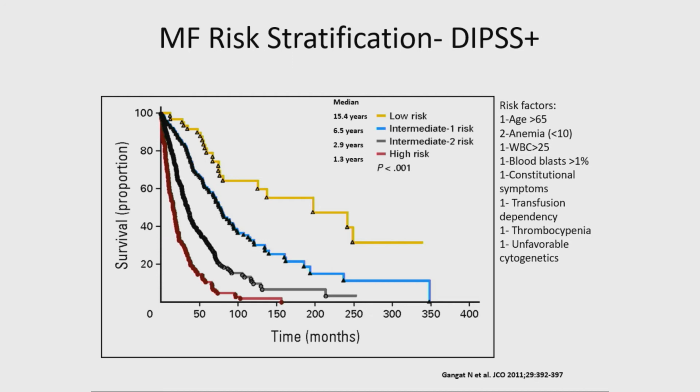And so this takes into account things that make sense: age, if blood counts are low, if the white blood cell count is very high, if there are blasts, these immature cells that are circulating in the blood, and if patients need transfusions, as well as patients' genetics. And the DIPSS really helps to divide patients into different groups. It's important to use this because patients that have low-risk myelofibrosis have a very different outcome than patients that have high-risk myelofibrosis.